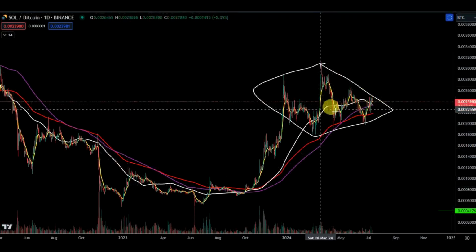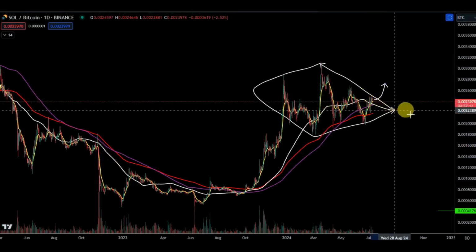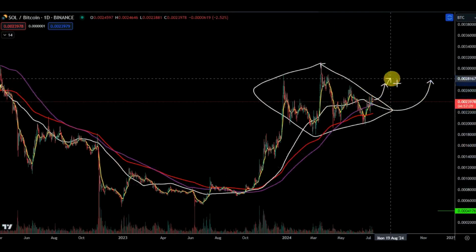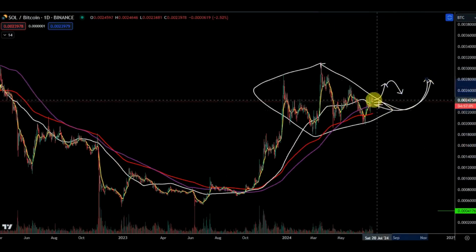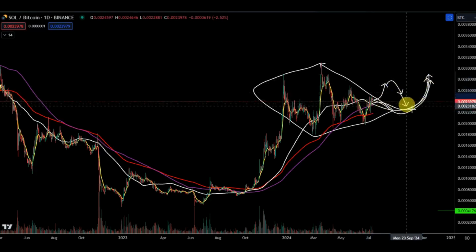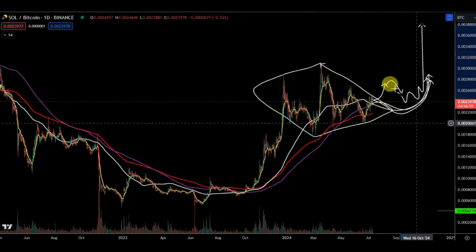The white 100, if this breaks out to the upside, the white 100 is going to come down underneath price. Technically that's bullish, because if the white 100 comes down underneath price, all these moving averages are going to come down underneath price and can start to support the price to potentially move higher. Of course, if it breaks to the downside, well, then all those bets are off.